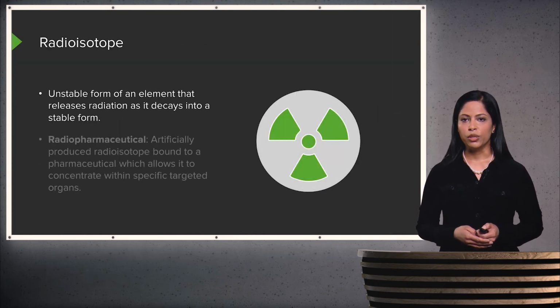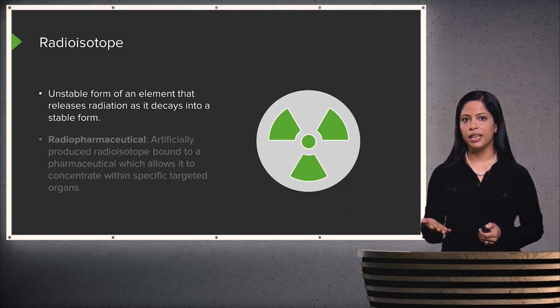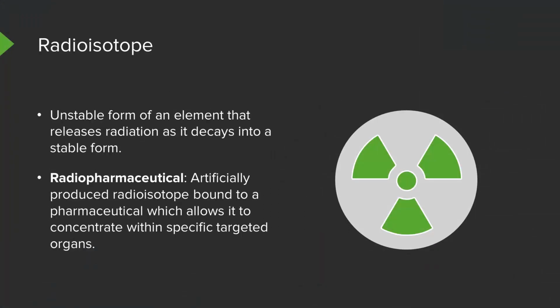So what is a radioisotope? Let's go over some basic nuclear medicine terminology. A radioisotope is an unstable form of an element that releases radiation as it decays into a stable form. A radiopharmaceutical is an artificially produced radioisotope that is bound to a pharmaceutical which allows it to concentrate within the specific targeted organ.